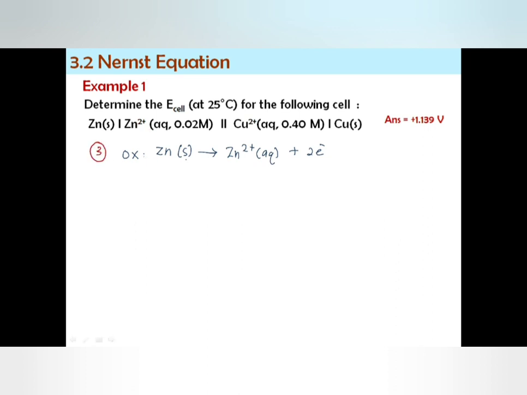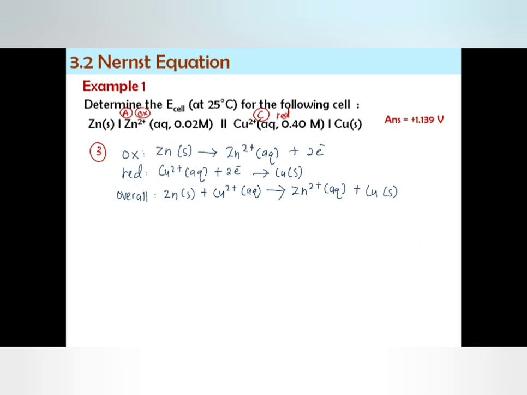Okay, macam mana saya tahu ini adalah oxidation reaction? Because this is anode, at anode, oxidation. This is cathode, at cathode, reduction. Okay, so reduction is this, and then overall equation. So, mesti tulis ini. This is the third step, mesti ada.